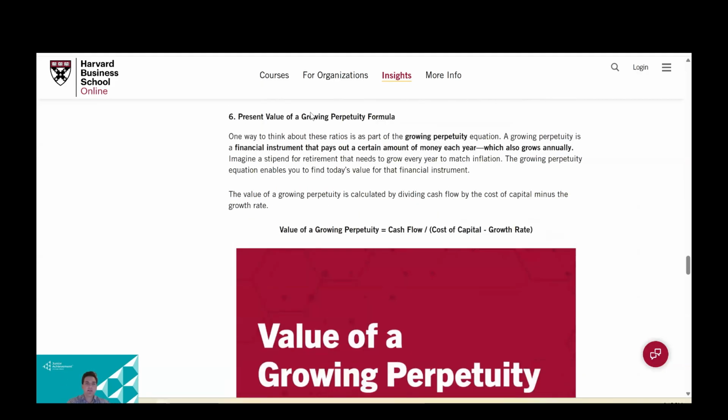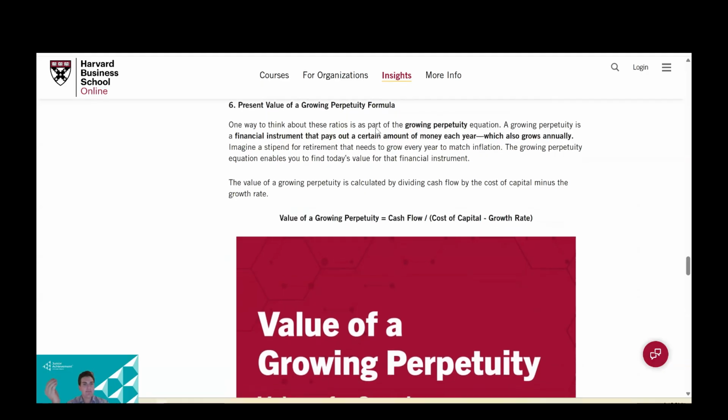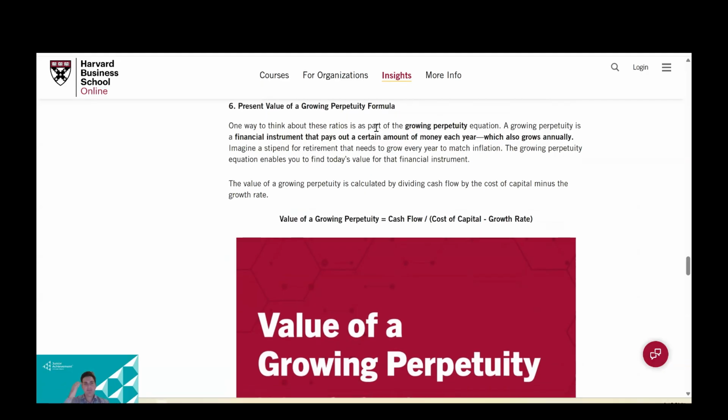And the sixth one is the present value of a growing perpetuity formula. And this is a little bit more on the complicated side. But if I had to simplify it, if you ever watch Shark Tank, right? And Mr. Wonderful says, I want it in perpetuity. Perpetuity basically means forever. So whenever you want to find the present value of a growing perpetuity, think about it like this. Money grows or gets more expensive every year, aka inflation, right?